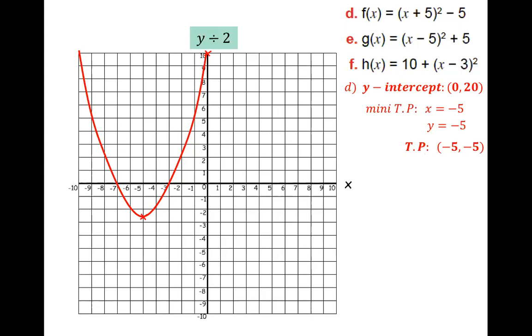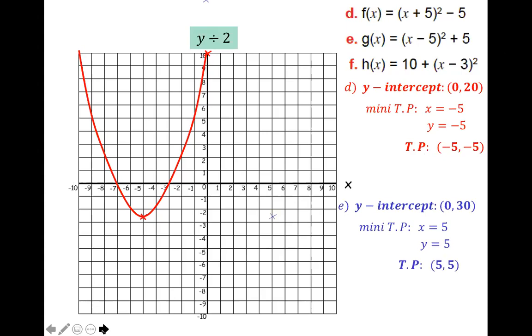So for g of x, in this case here, we would have a y-intercept: 0 for x, (-5)², which is 25. 25 plus 5 would give us 30. And the turning point, again, minimum turning point, which would mean x equal 5. And when x equal 5, y equal 5. So the turning point here would be (5, 5). So you would put those two here. So 5 on x. And remember, that should have been 5 here. Positive 5.